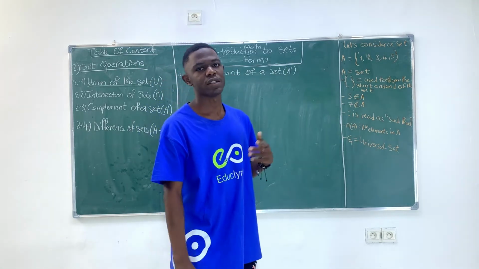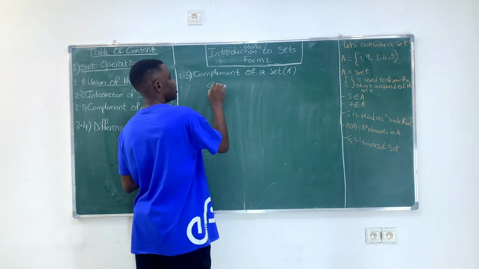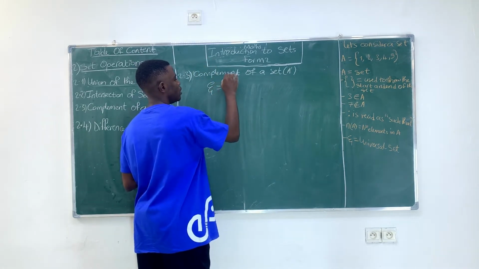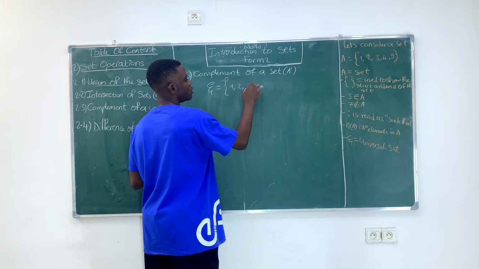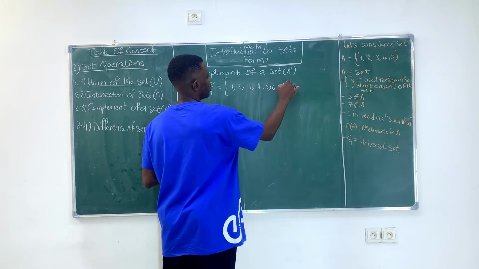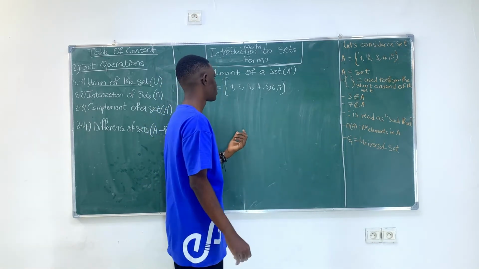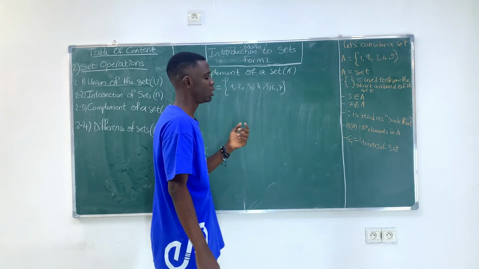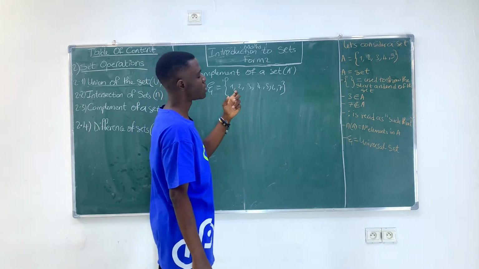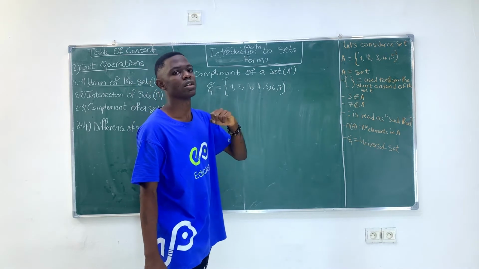So what is the complement of a set? If you have a universal set, let's imagine you have a universal set which is given by 1, 2, 3, 4, 5, 6, 7. Let's imagine these represent the 7 days of the week. Let's imagine one is Monday, then Tuesday, Wednesday, Thursday, Friday, Saturday, and Sunday.